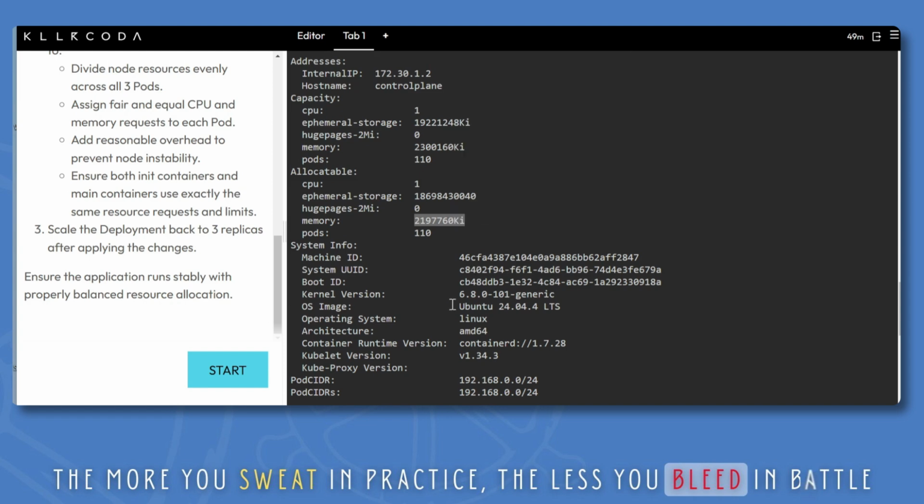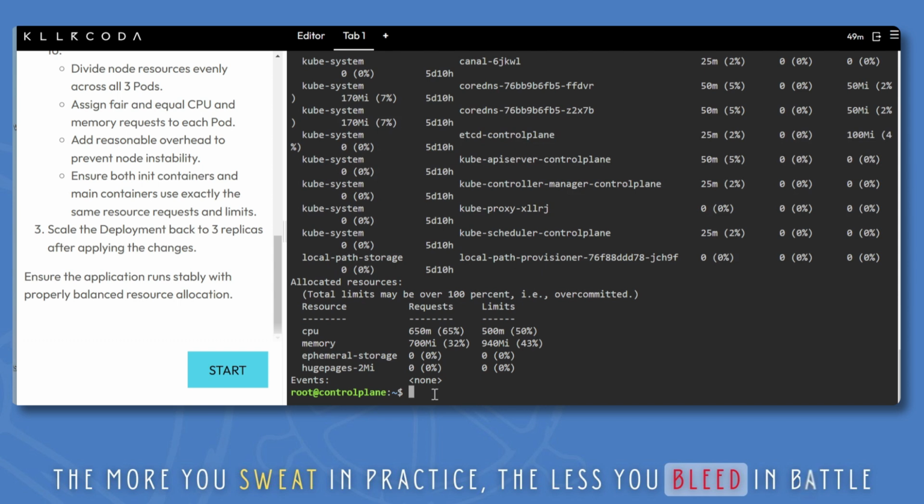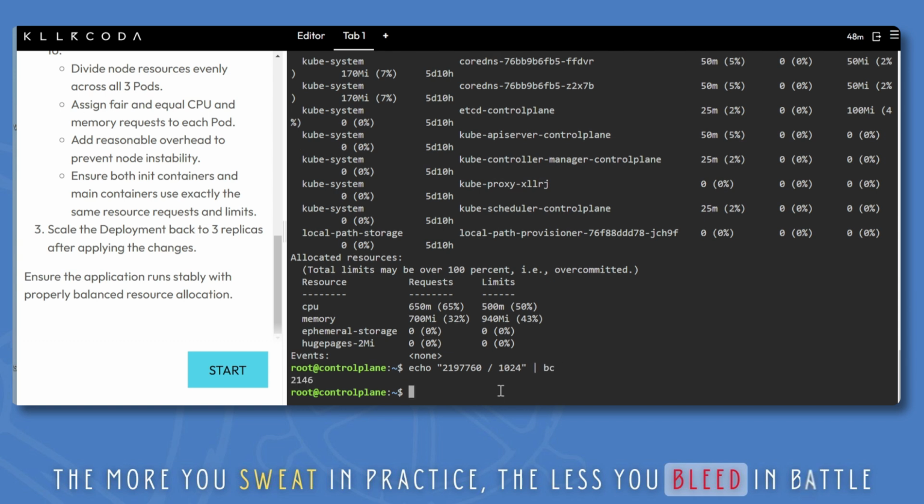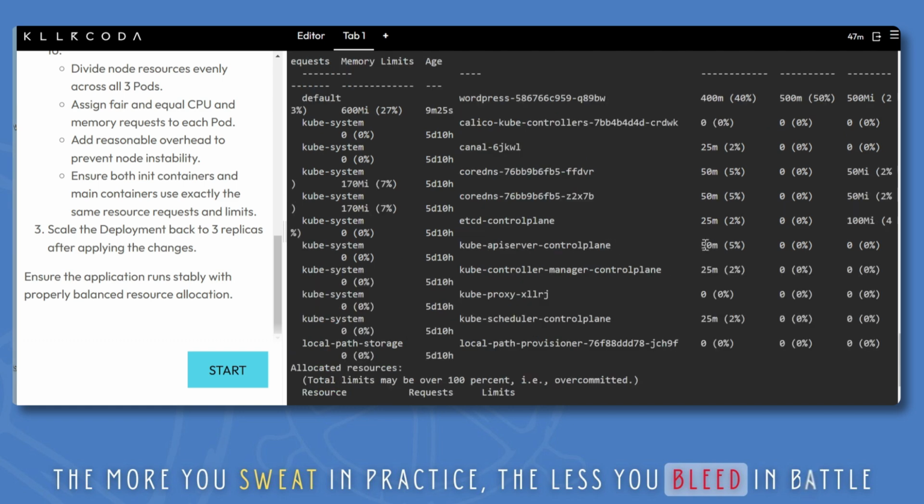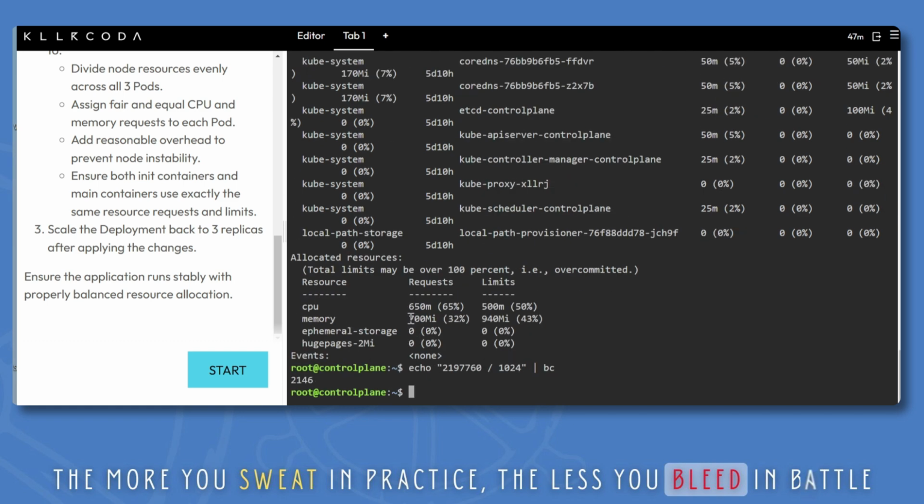This calculation is also not necessary; you can choose your limits. We know that we have this memory, but it is not in Mi, so let's convert it to Mi. Echo whatever the memory is, and this is very much required, otherwise your expression won't work. Making the basic calculations, it is 2146. The current memory request is 700 Mi, but this 700 Mi includes this one pod, so you need to subtract it. So 700 minus 500, and that is 200.